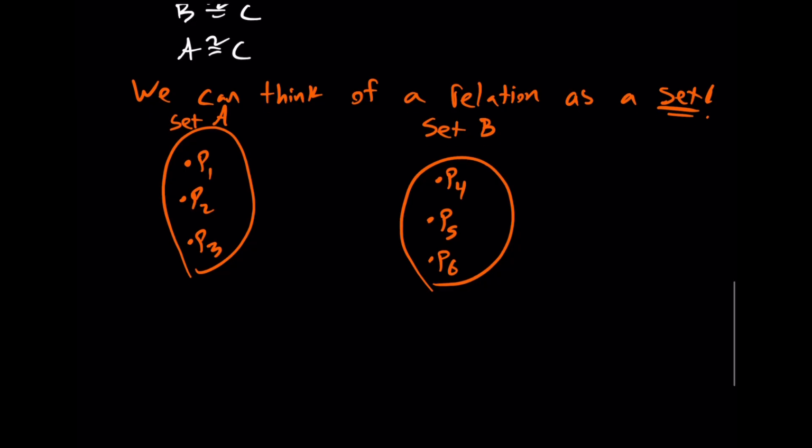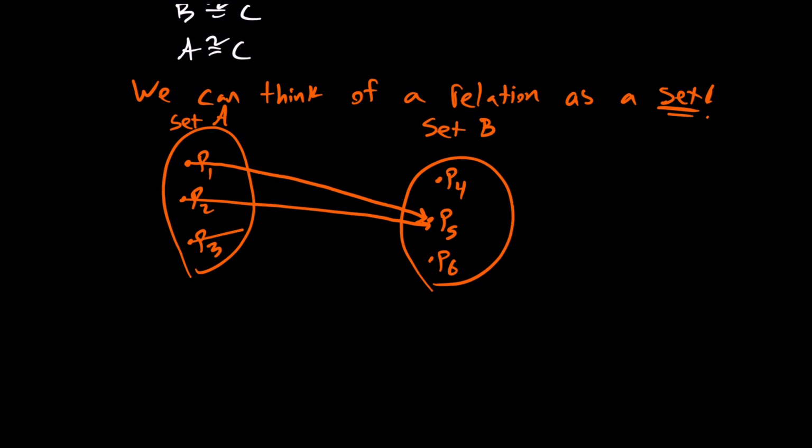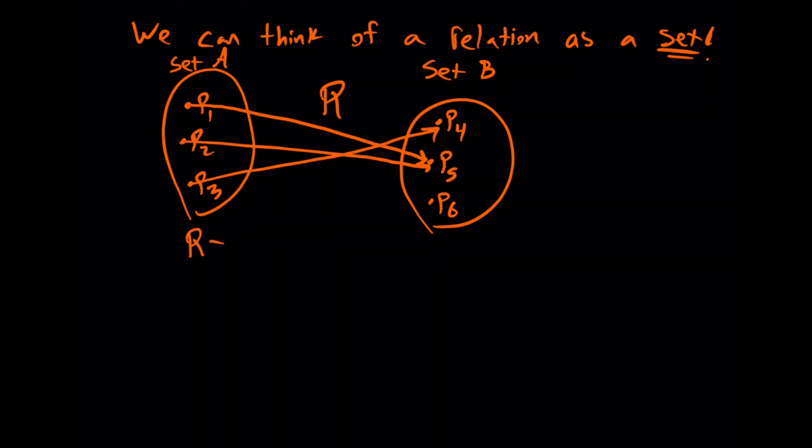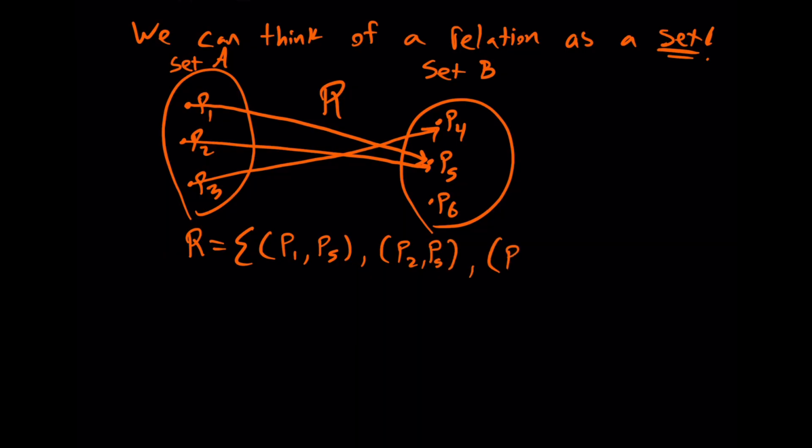And that relation formed can be thought of in terms of a set itself. So let's say person 1 is related to person 5. Person 2 is likewise related to person 5. And person 3 is related to person 4. In this case, person 6 is not related to anyone in set A. But we have this relation, R. And we can think of R as the set: person 1, which corresponds to person 5, person 2 corresponding in this relationship with person 5, and person 3 is in a relationship with person 4.